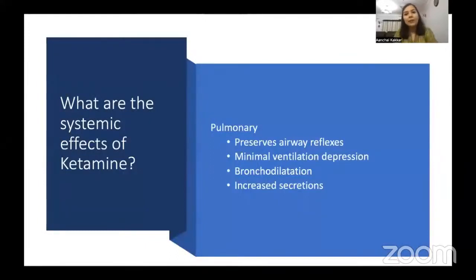What are the other effects? Pulmonary: it preserves airway reflexes. It has minimal ventilatory depression. It has a bronchodilation effect over the bronchial muscles, but it also causes increased secretions. That is why whenever you are using ketamine, what do you use with it? You use an antisialagogue agent, that is glycopyrrolate or atropine.